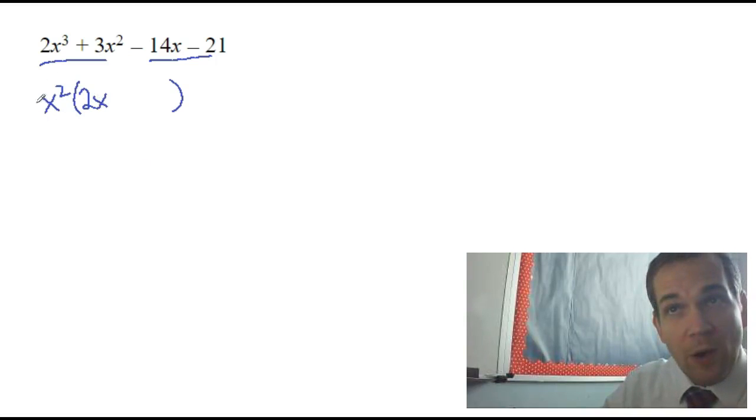Then what would I multiply x squared by to get 3x squared? Well, if I want to get a 3, I'll have to put a 3 in there. But I already have the x squared, so I don't need to include any additional x's here.